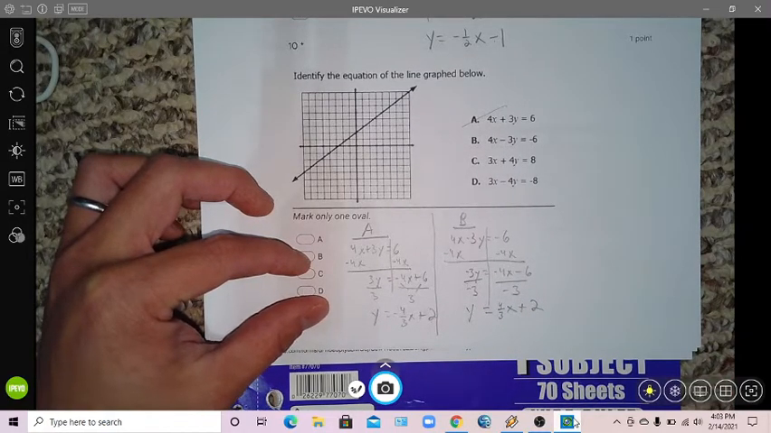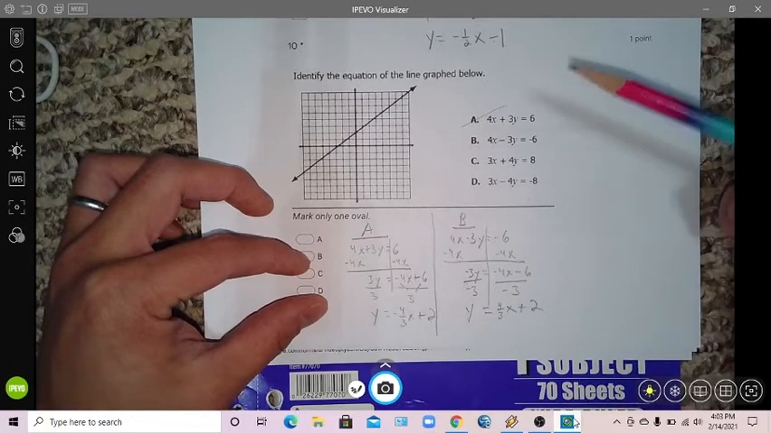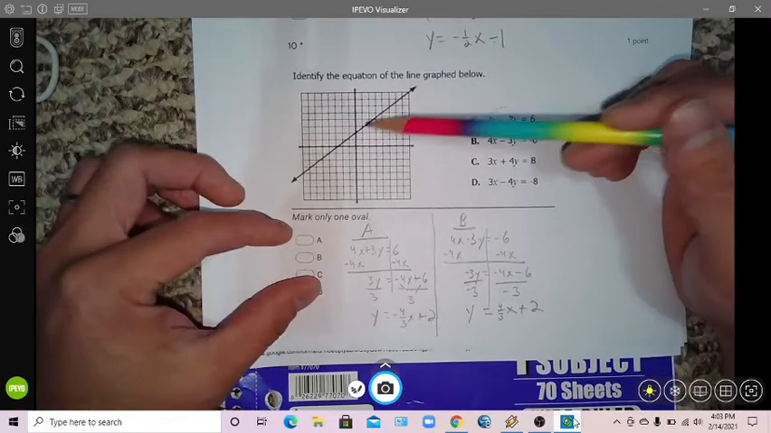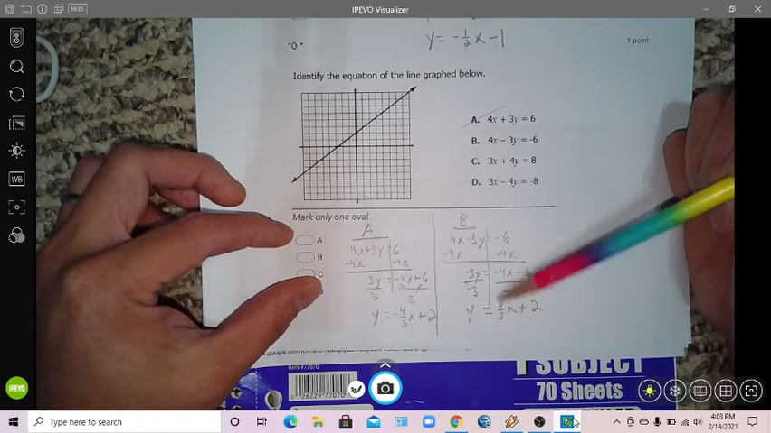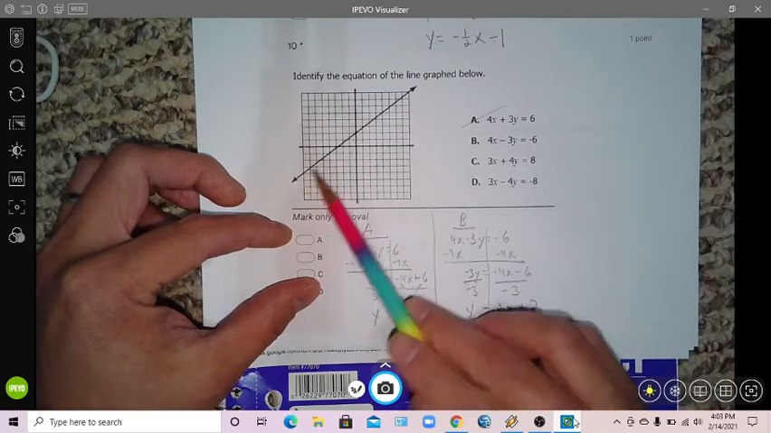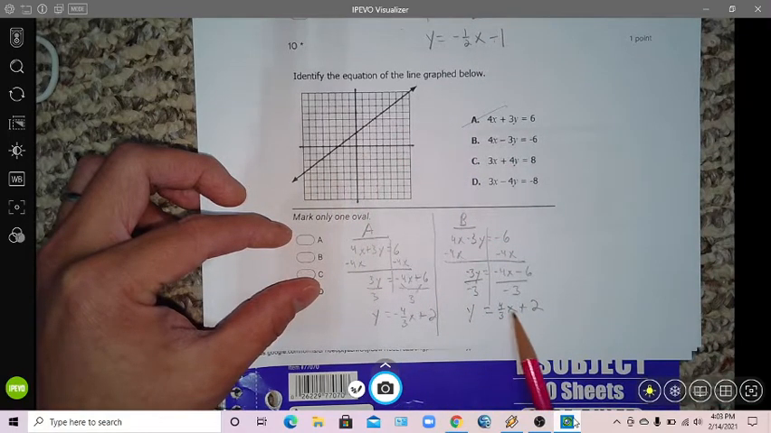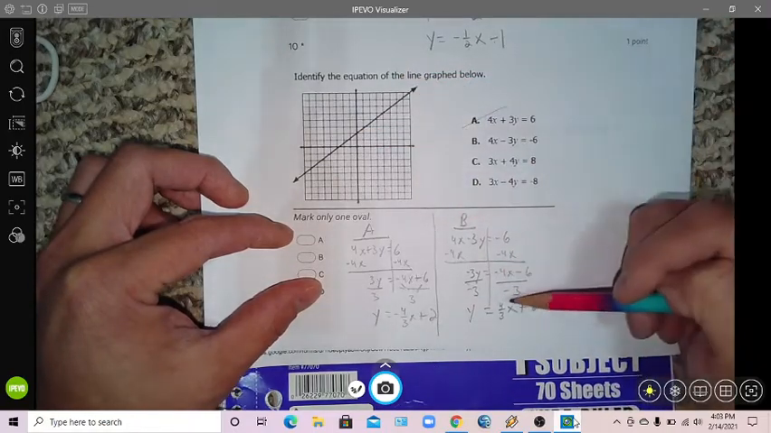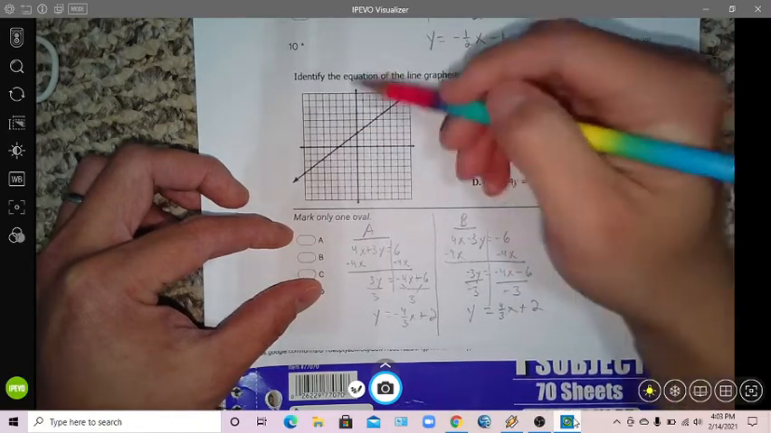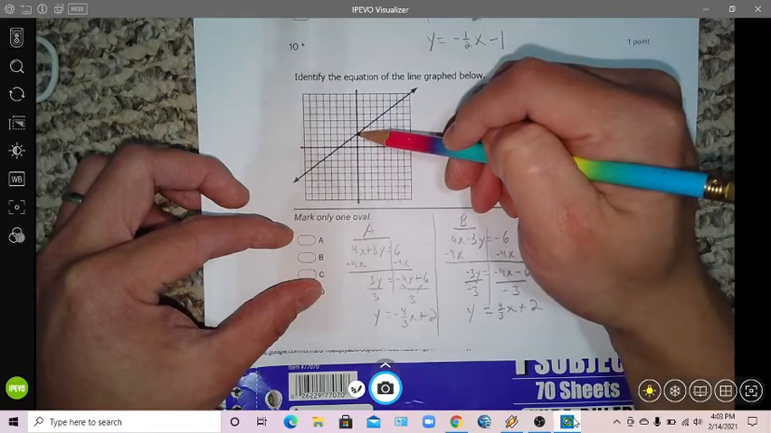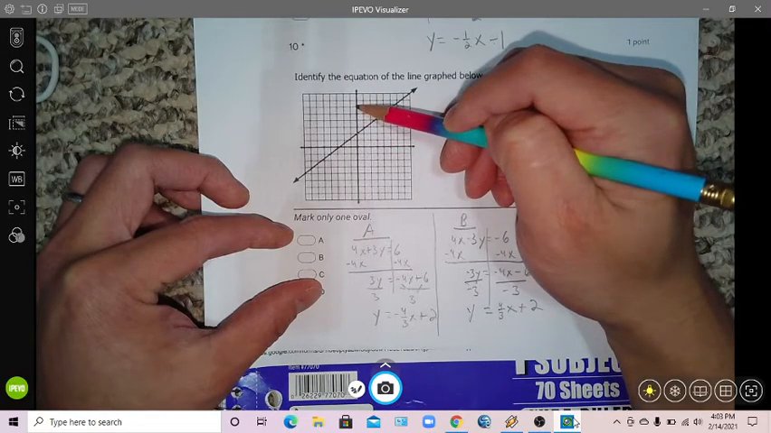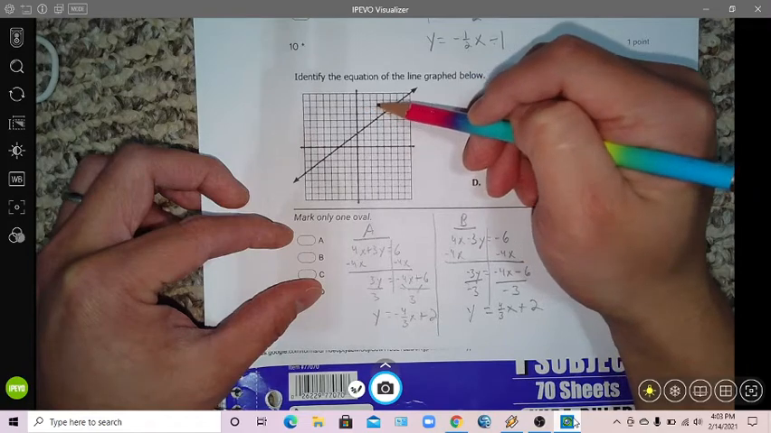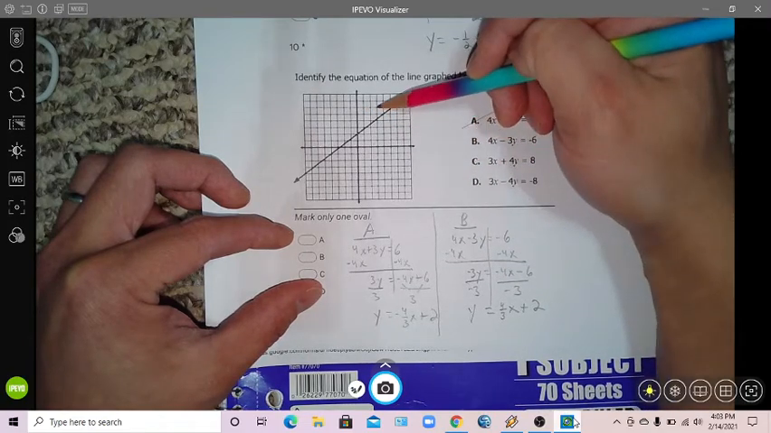Okay, so it looks like the y-intercept is a positive 2, and the slope is 4 over 3, so let's count. The slope is positive, so the line goes up. Let's just count it to make sure it's the right one. Rise is 4, run is 3, so up 4, right 3. Let's see if it lands on the line. 1, 2, 3, 4. 1, 2, 3. It doesn't land on the line, though.